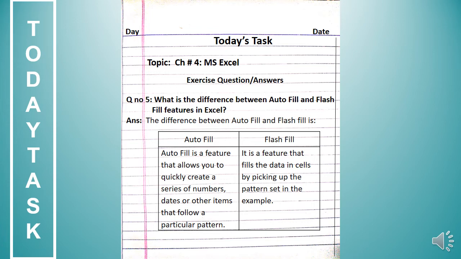The answer is, the difference between autofill and flash fill is: Autofill is a feature that allows you to quickly create a series of numbers, dates or other items that follow a particular pattern. So using the autofill feature, you can create many numbers, dates and many other items that follow a pattern, like names of months and counting from 1 till 100, you can create it easily.